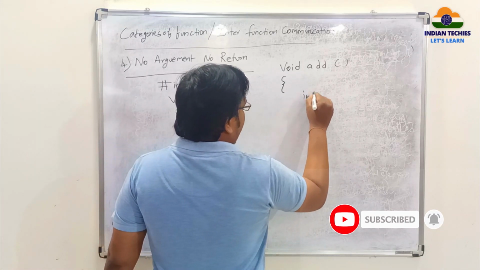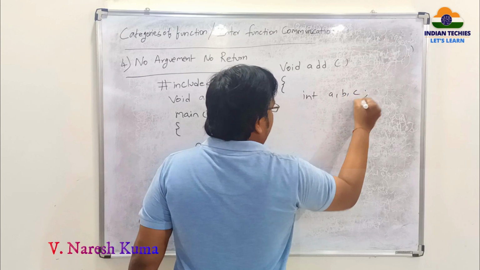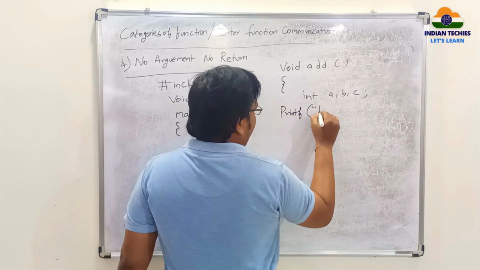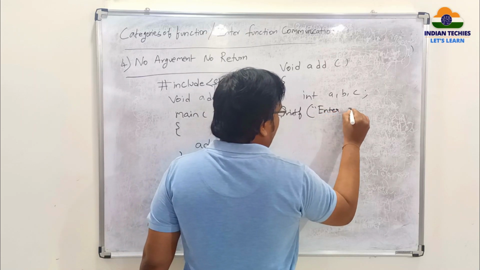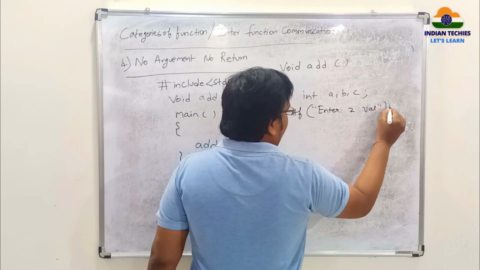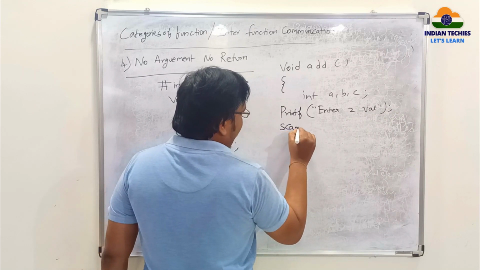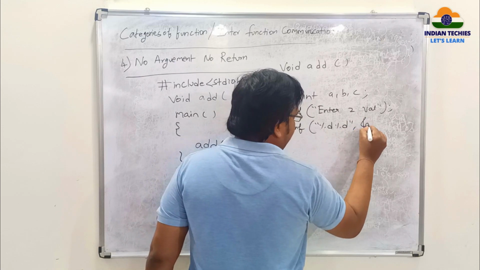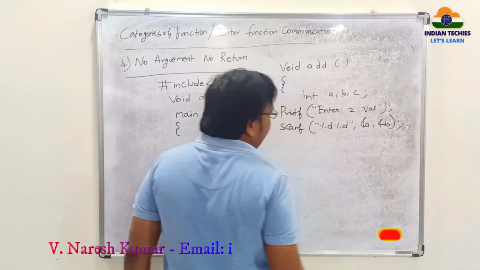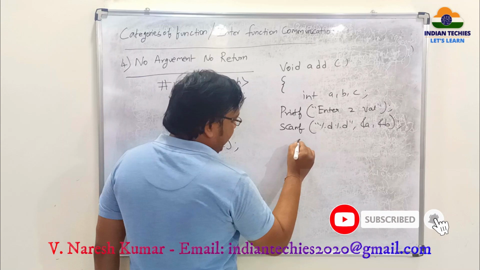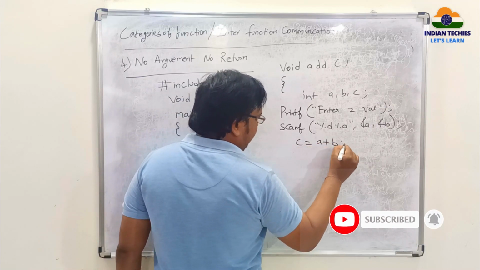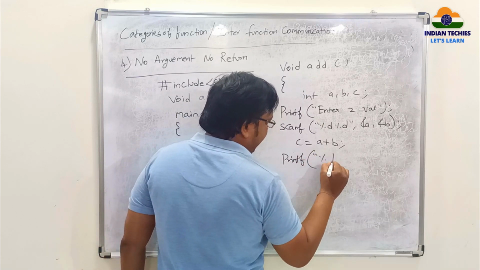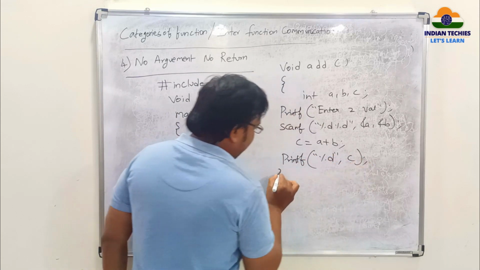Now int a, b, c. Take input for these two values, that is printf("enter two values"). Next, scanf("%d %d", &a, &b). Now I have taken two inputs. Calculate as per the logic: c = a + b. printf("%d", c). That's it.